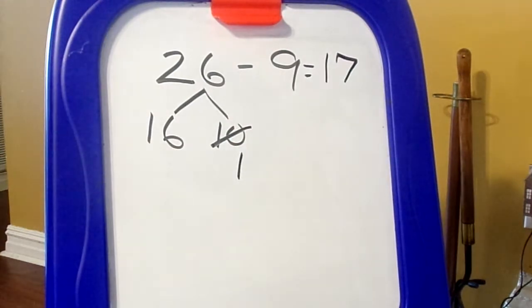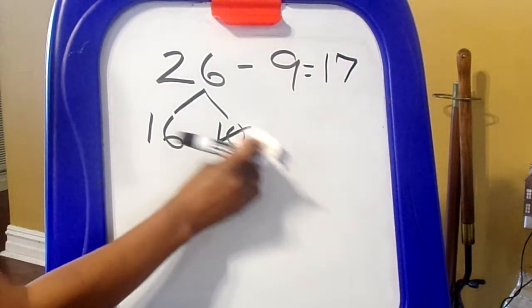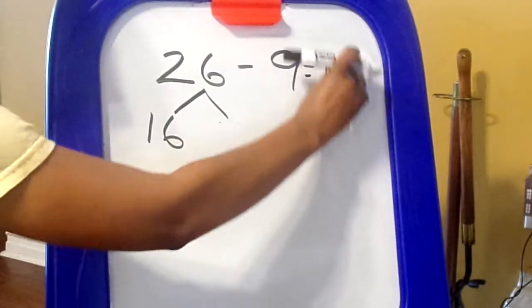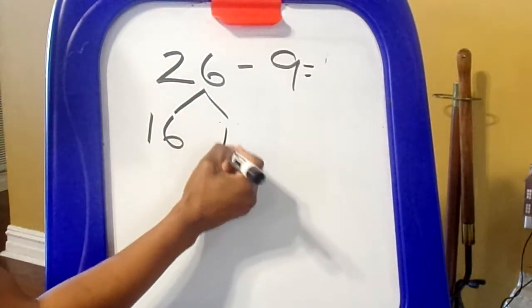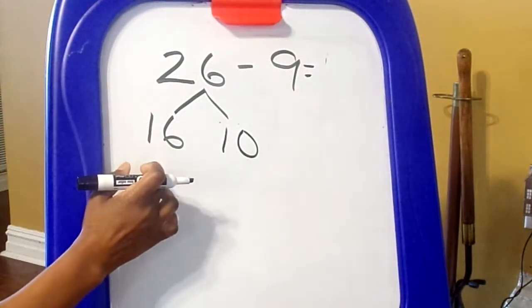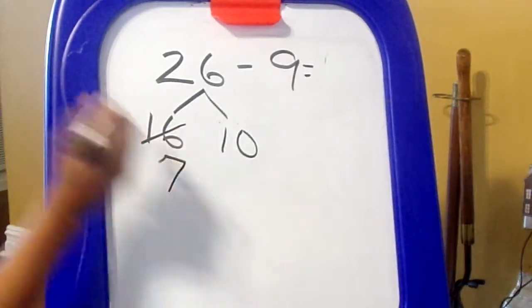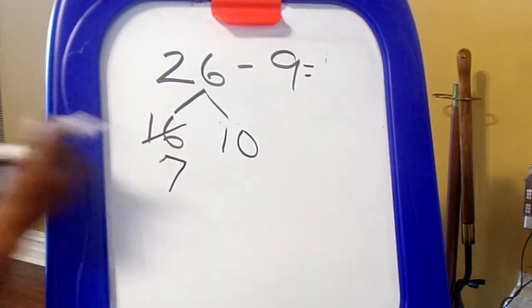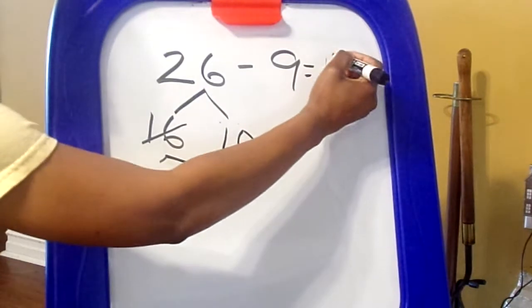Now a child who knows their facts really well might say, hey, I could do it the other way. I can take the 9 from the 16 and have 7 because I know 9 and 7 make 16. And then 7 and 10 will give me 17.